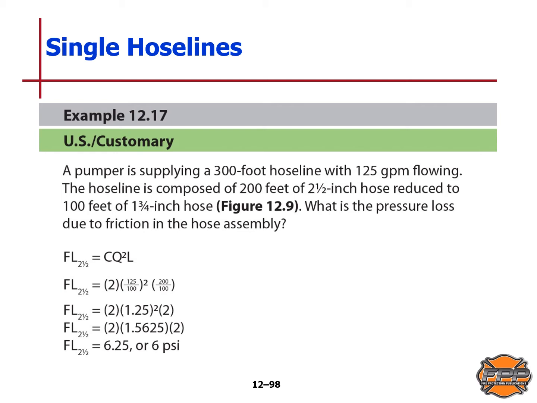Well, you have friction loss 2.5 equals CQ squared L. So it's a variation on the regular formula that we use. Friction loss 2.5 equals 2 times 125 divided by 100 squared times 200 divided by 100. And remember that your hose length is always divided by 100. Next line, friction loss 2.5 equals 2 times 1.25 squared times 2, because you're just working out the math. You've plugged in the numbers. And the next line is friction loss 2.5 equals 2 times 1.5625 times 2. Friction loss 2.5 totals 6.25, or 6 psi.